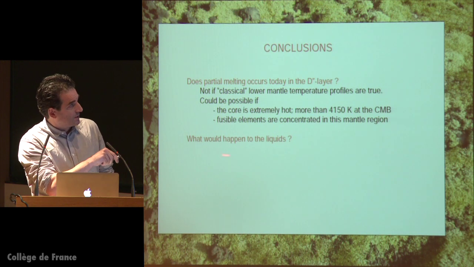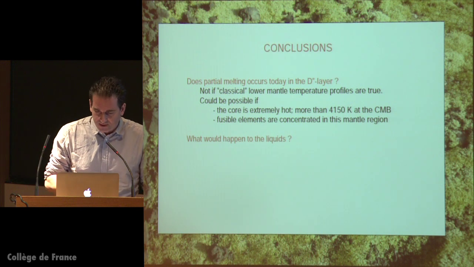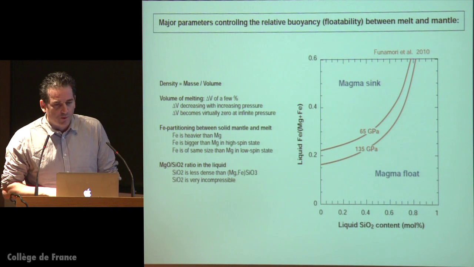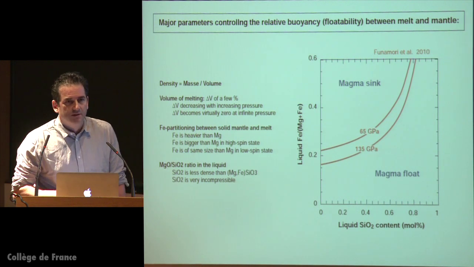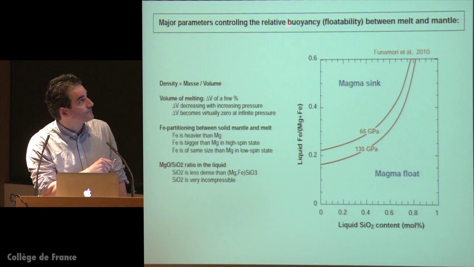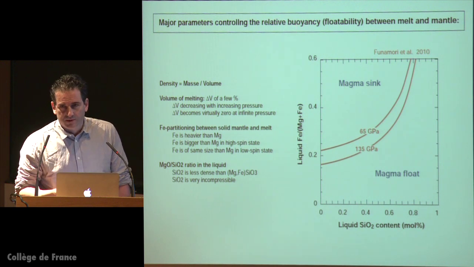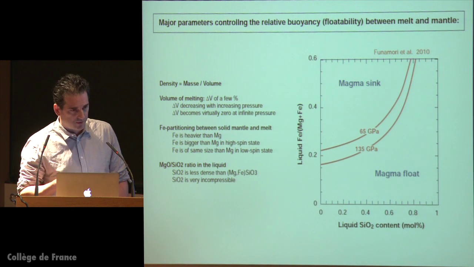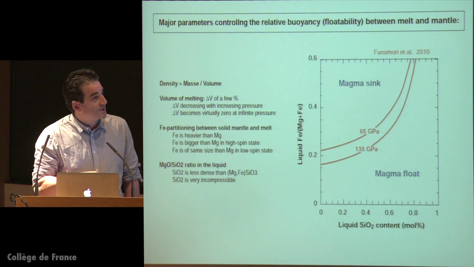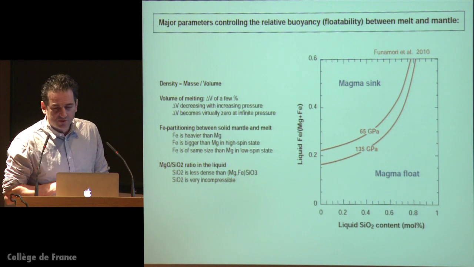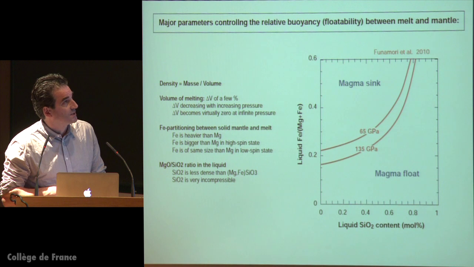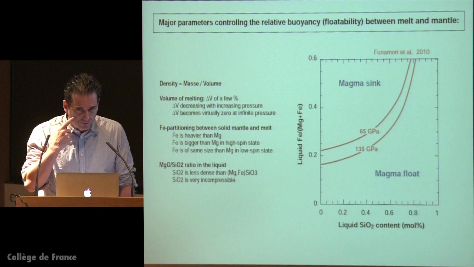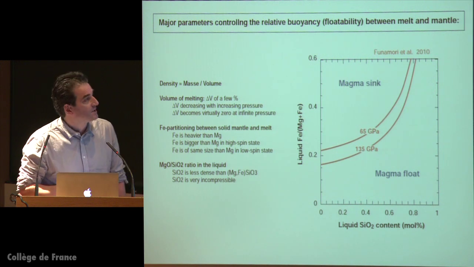So now I will discuss the second part of the talk. For the second part of the talk, we want to establish if the liquids are buoyant or not. Is the liquid going to go up, or is the liquid going to remain in the D double prime layer? There was a study by Funamori, which is a thermodynamical modeling, where it's relatively well made because he used the right values for every parameter.